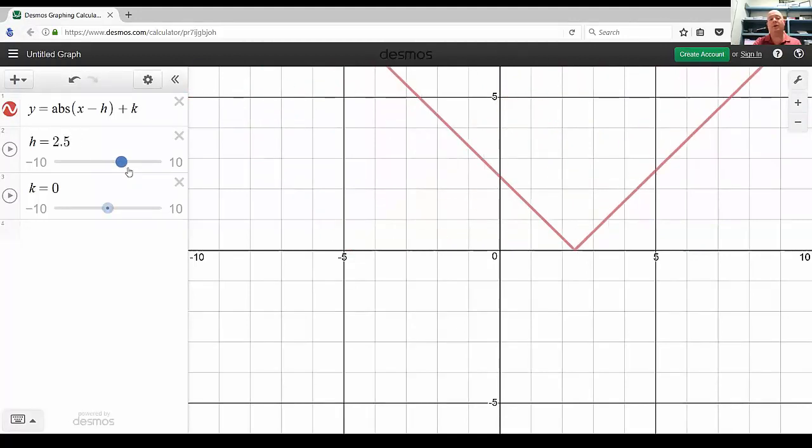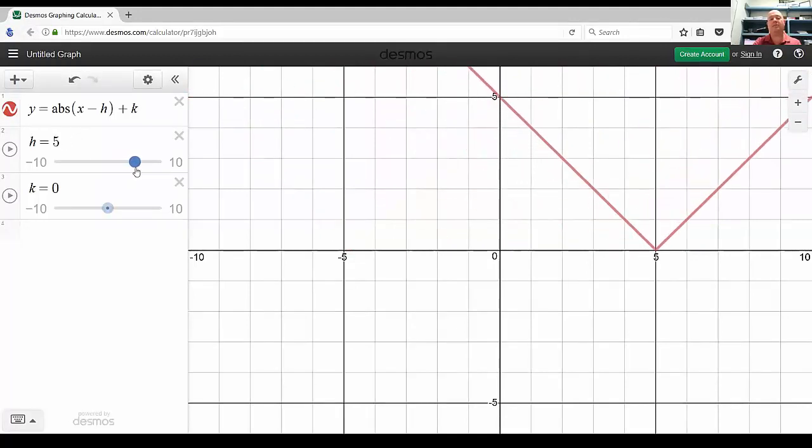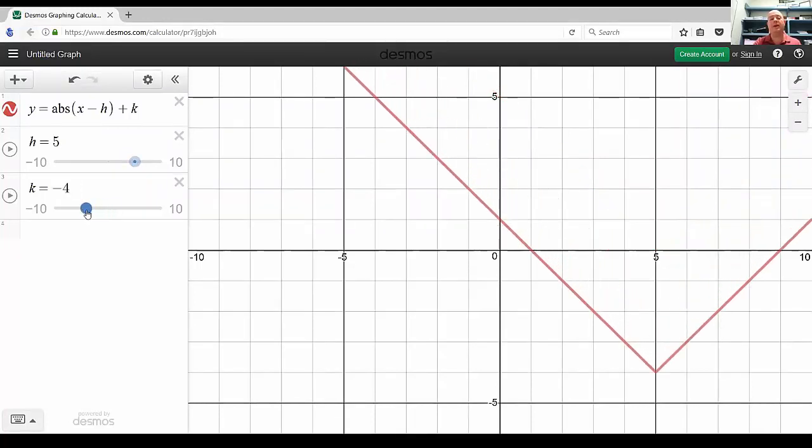So I get to a point over here like h equals 5. So now I've got the absolute value of x minus 5. Notice that the graph shifted 5 to the right. And then I can grab the slider for k, and maybe I move that down to -4. And my students see that that value of k actually moves the graph 4 in the negative y direction, down by 4 units. And so it's a pretty good way to investigate how different parameters are going to affect the equation.